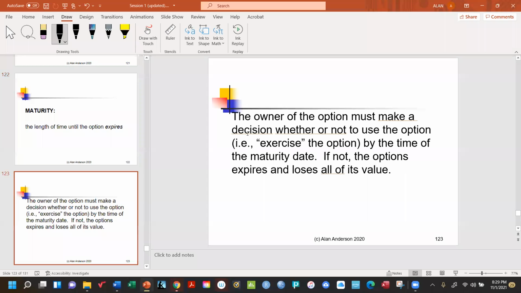And then now you have to decide by that date if you want to use your option or not. If you don't, the option just expires and it becomes worthless. So you've got up until that date to make a decision. And if you choose not to use it, well, then it just expires.